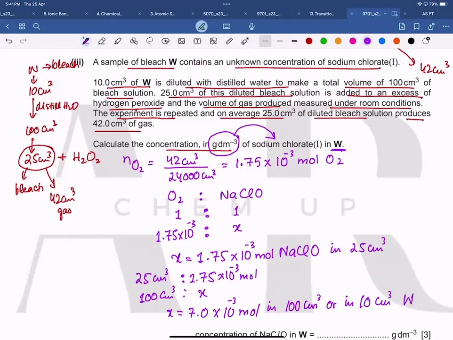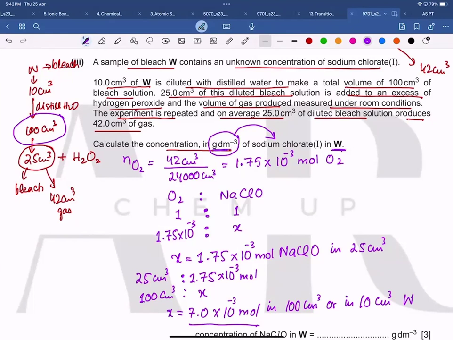Is this clear or not? No, it's not clear. Okay. But see, the 100 centimeter cube has how much W? So whatever the moles of NaClO present in the 100 centimeter cube all came from 10 centimeter cube of W. So the moles that you have calculated for the 100 centimeter cube solution are actually the moles present in 10 centimeter cube of W. Is this clear? Now we got the moles.